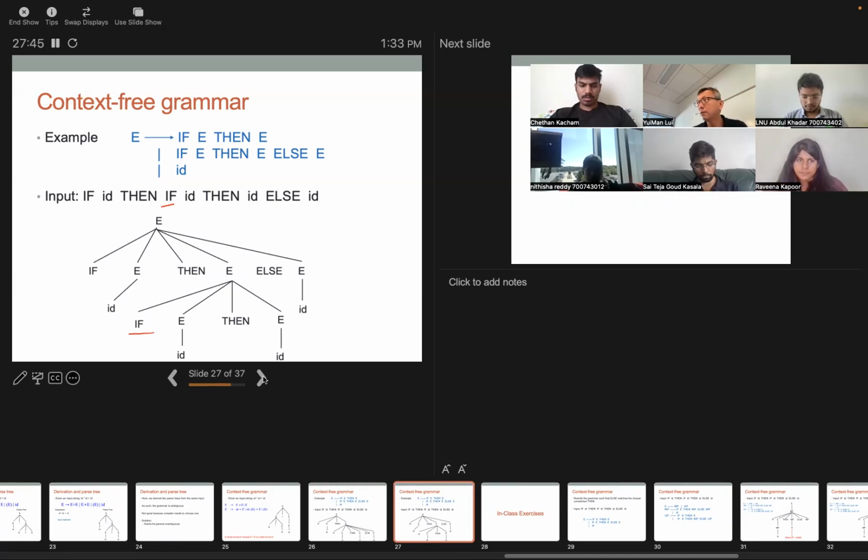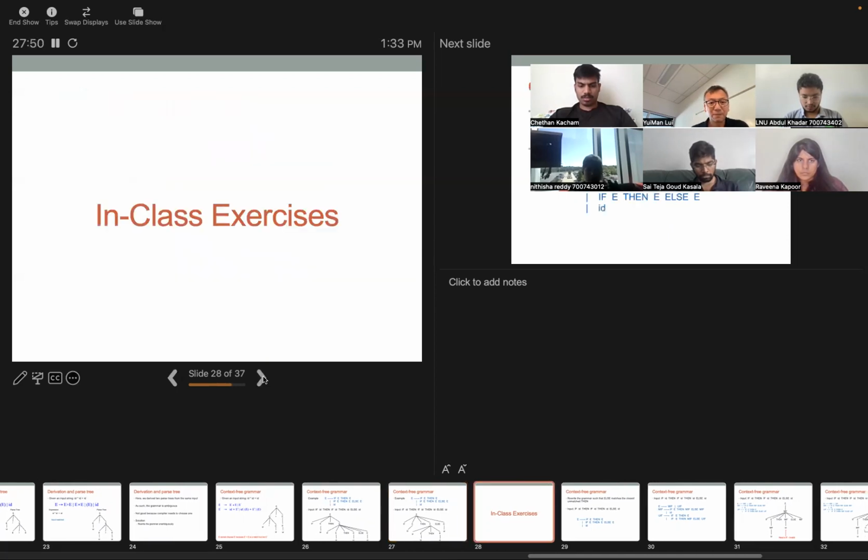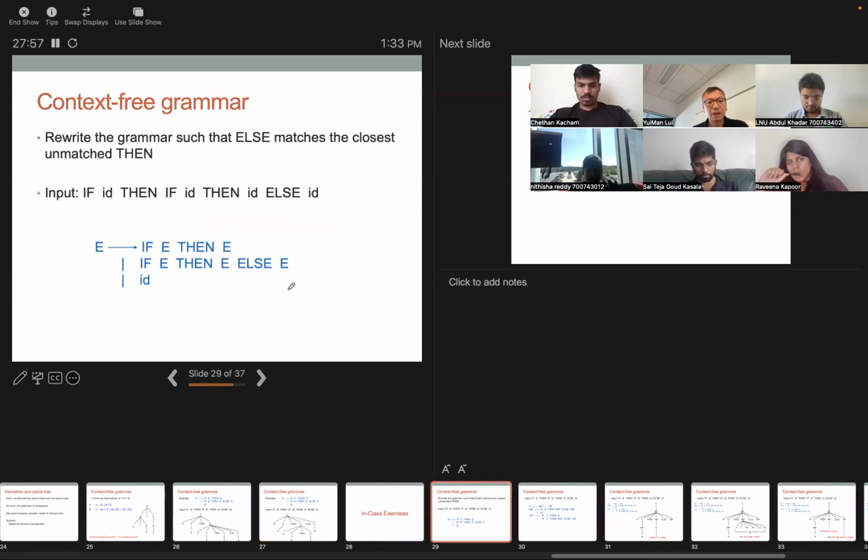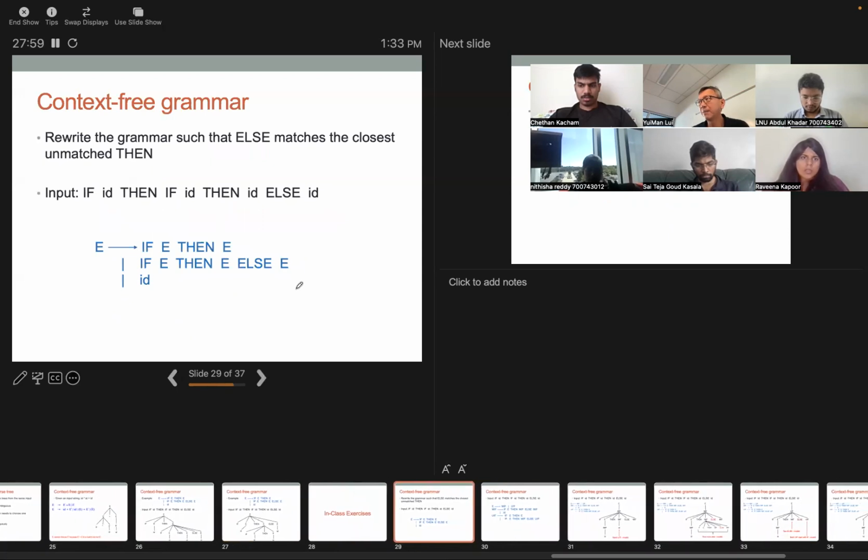So what's the solution? We'll have to rewrite the grammar. And that is your in-class exercise. So this is your grammar, same grammar, same input. Just rewrite it so that it will not be ambiguous. Remember what I said: you are rewriting the grammar, you are not modifying the grammar. So whatever I accept here, it should also be accepted in your new grammar, your new production rules.